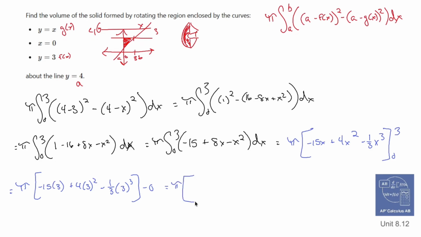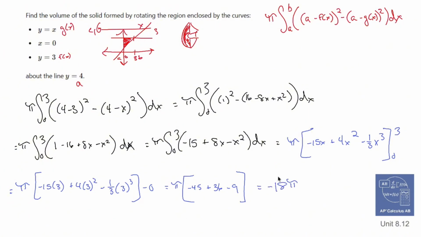Pi still lives on the outside. Negative 15 times 3 is negative 45. 3 squared is 9. 9 times 4 is 36. 3 cubed is 27 divided by negative 3 is negative 9. All of that becomes negative 18 pi.